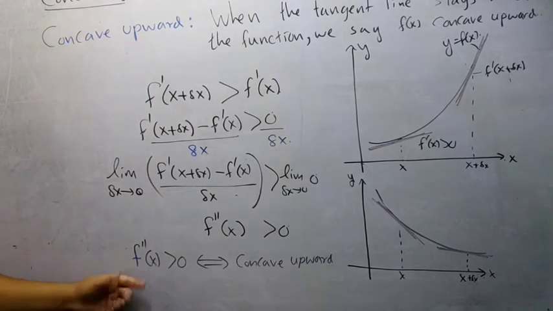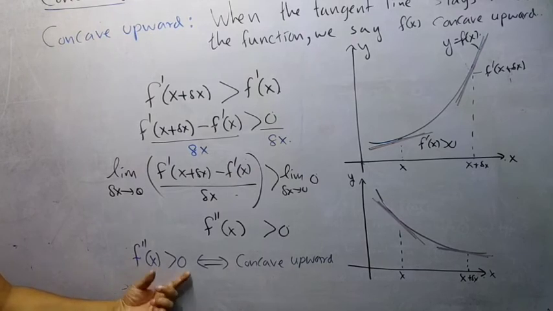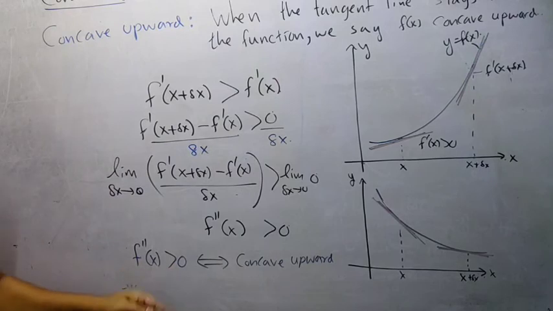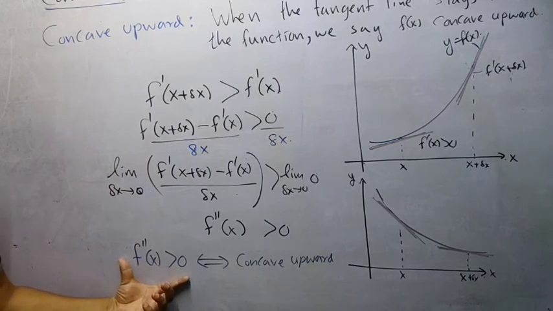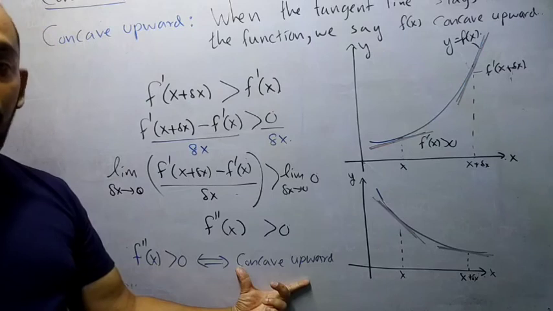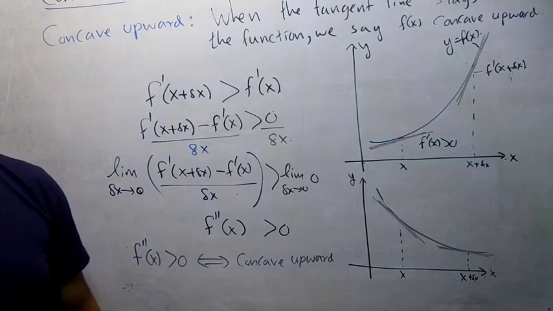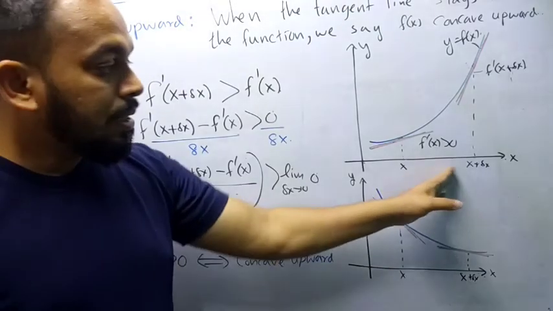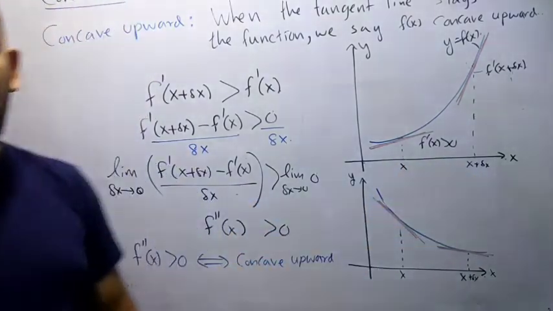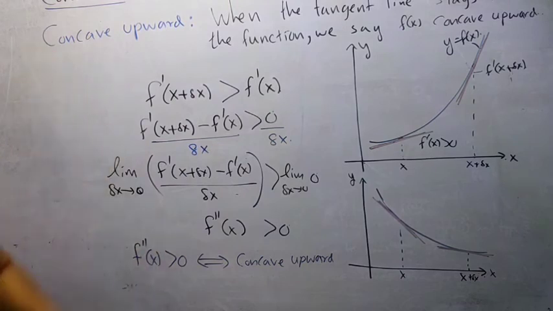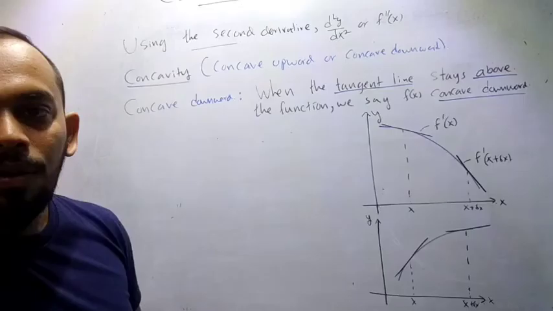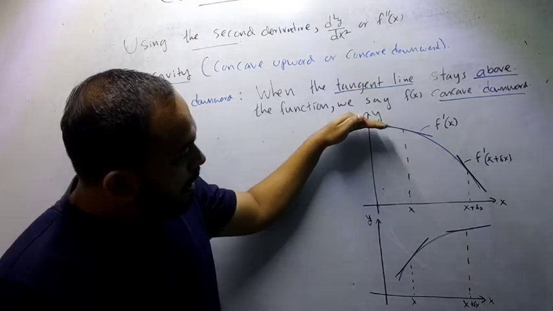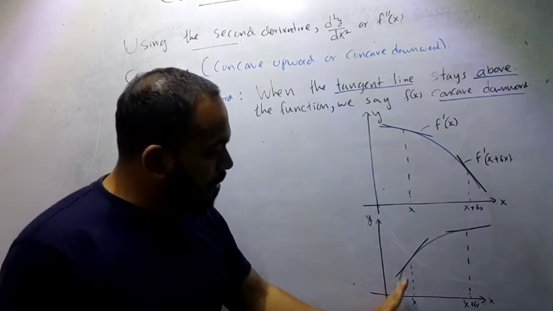So f double prime of x, the second derivative. If the second derivative is greater than 0, meaning positive, it means the function is concave upwards in that particular region. In this case, the region is from x to x plus delta x. Now let's look at the concave downward situation. A concave downward situation can happen in a decreasing function or an increasing function.